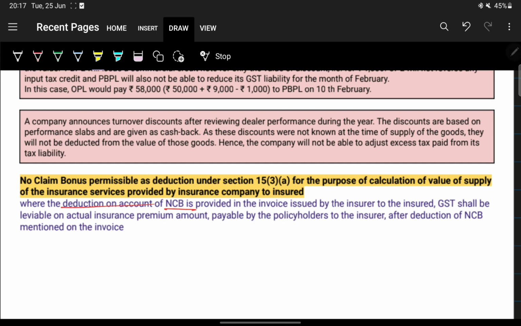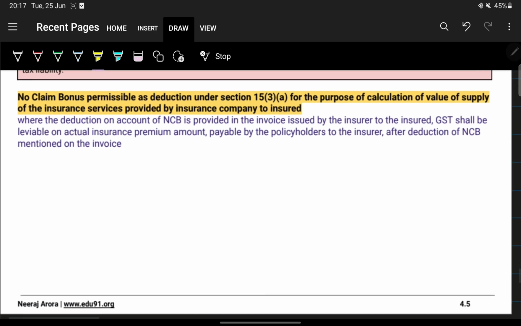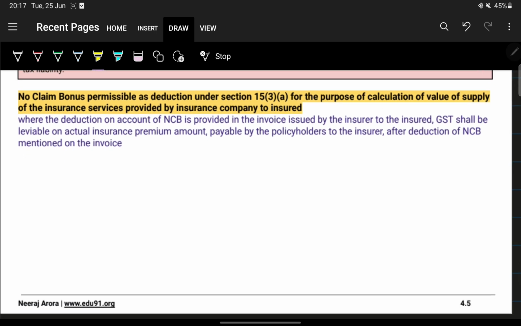Where the deduction on account of no claim bonus is provided in the invoice issued by the insurer to the insured, GST shall be leviable on the actual insurance premium amount. Meaning that they will have to deduct the amount of no claim bonus that is mentioned in the invoice.